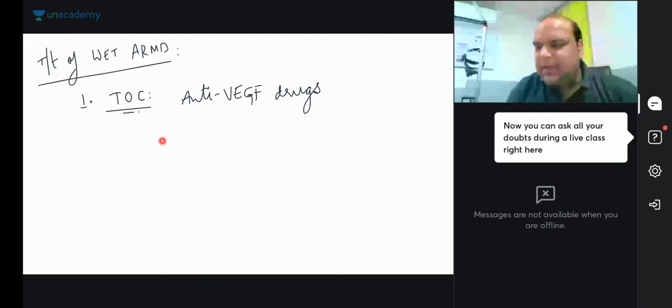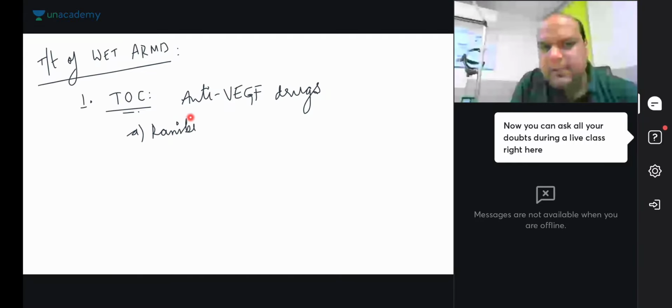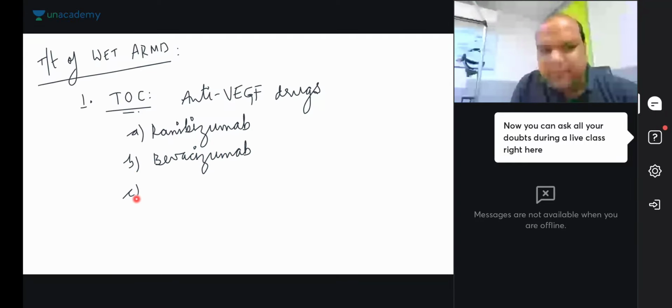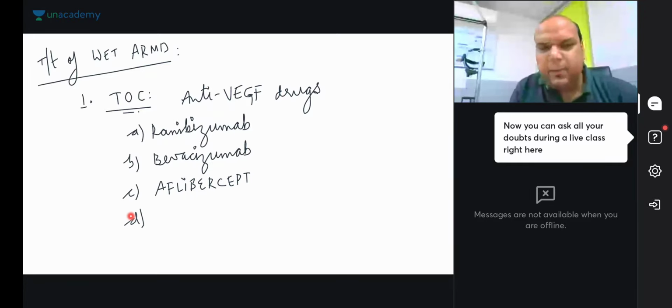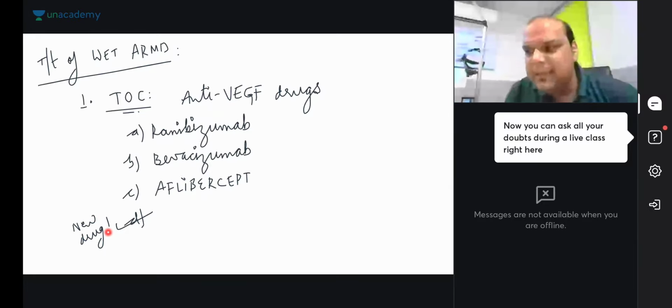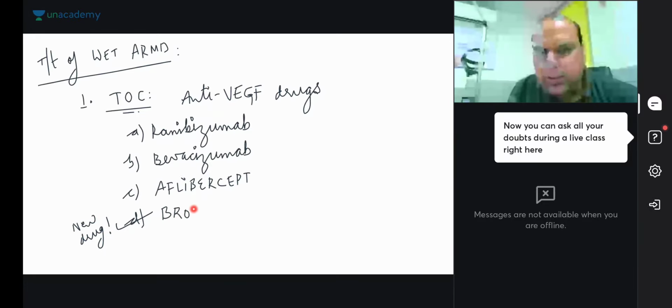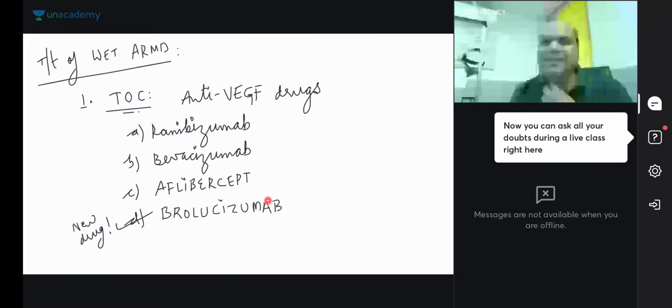So now, what are the names of the anti-VEGF drugs, everybody? The names are ranibizumab, bevacizumab, aflibercept, and lastly, a very important name, which is a new drug. This is a new drug which has been recently approved some months back. It is brolucizumab. Okay, everybody. This is one of the newest drugs that has been approved. I hope there is no confusion here.